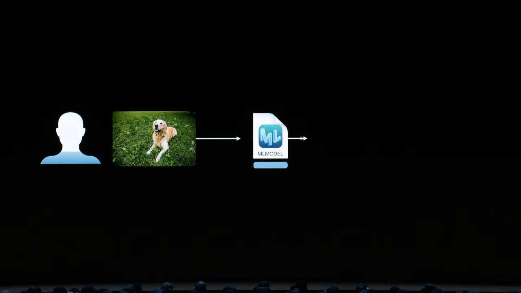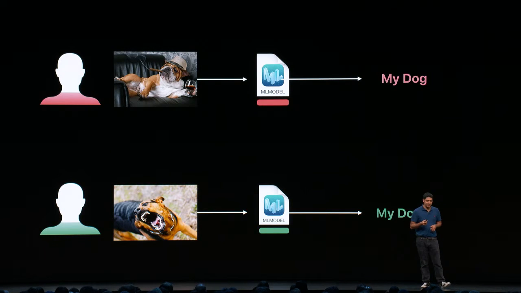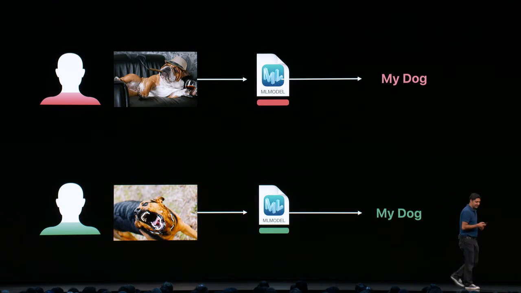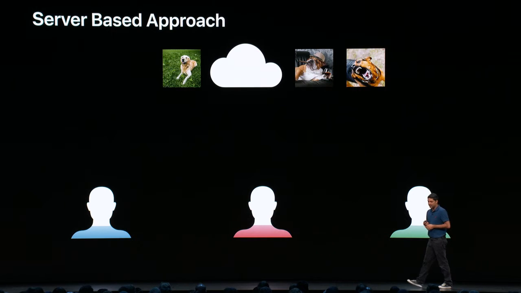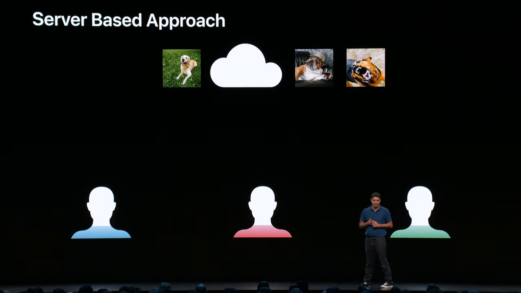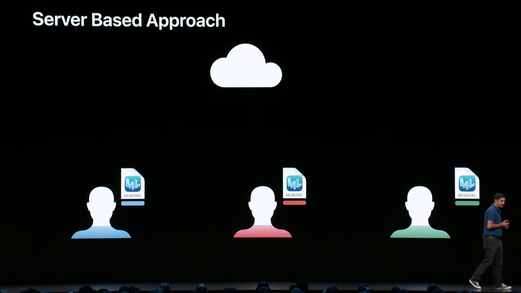So what we want is, for user 1, we need an image classifier that takes this dog and says it's their dog. For user 2, that's the English bulldog, and this is the third dog. In order to do that, one approach would be to use a server-based approach. So you may ask each of your users to upload the photos to the cloud. The server generates a personal model for each of your users, and then sends it back.